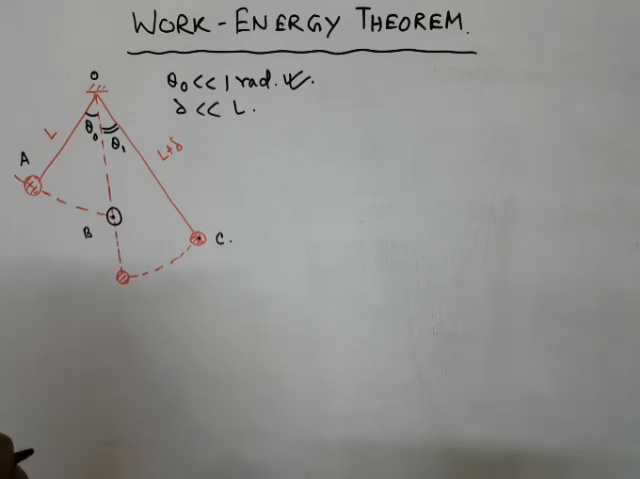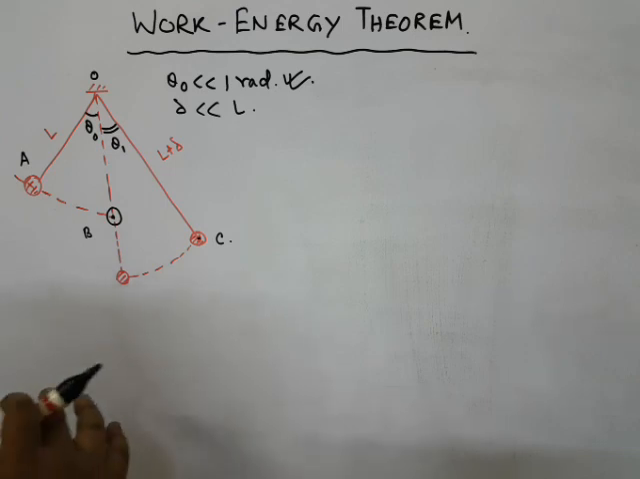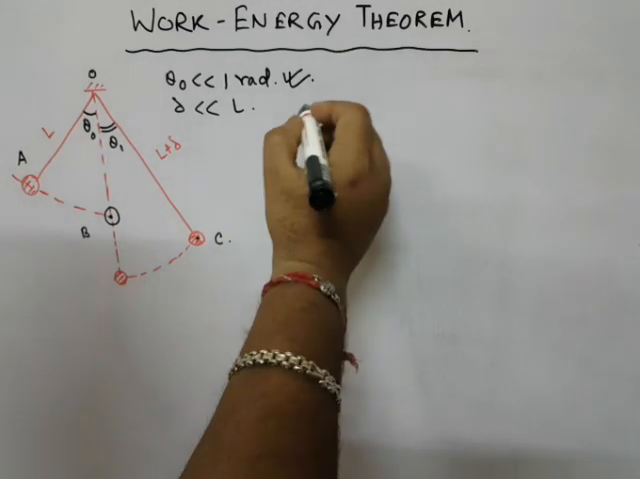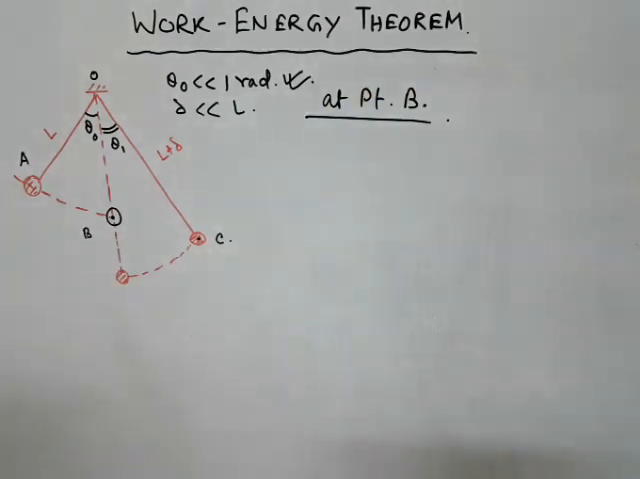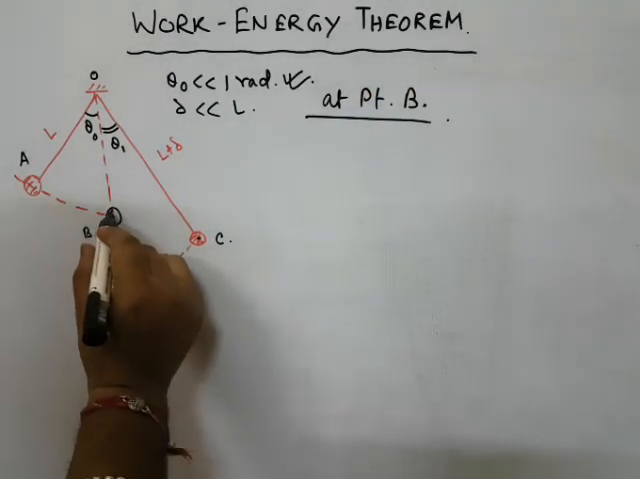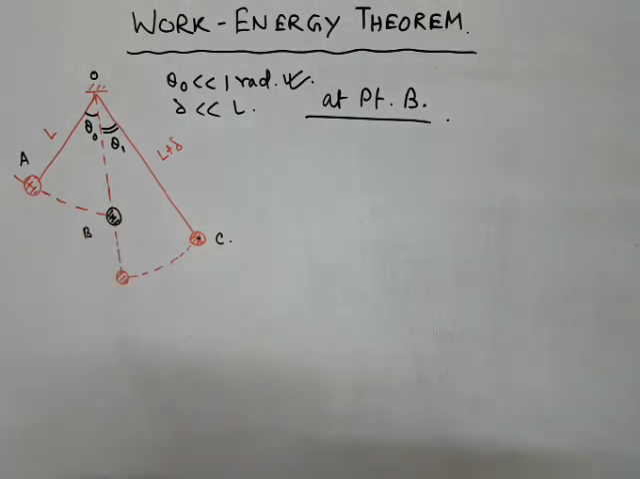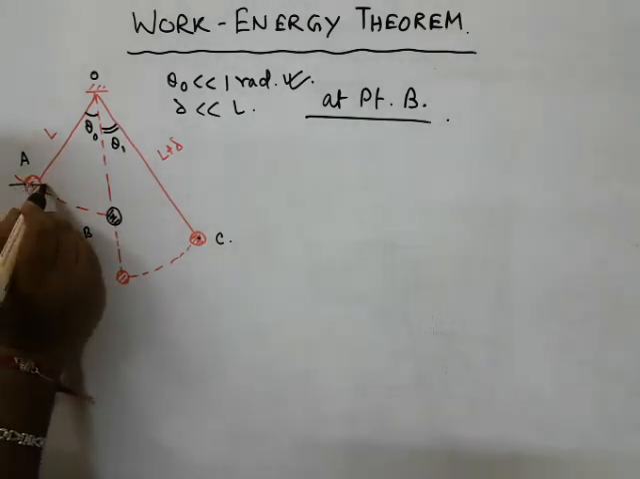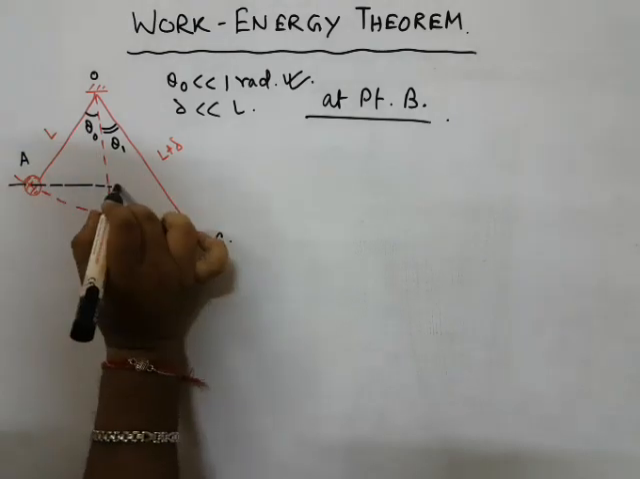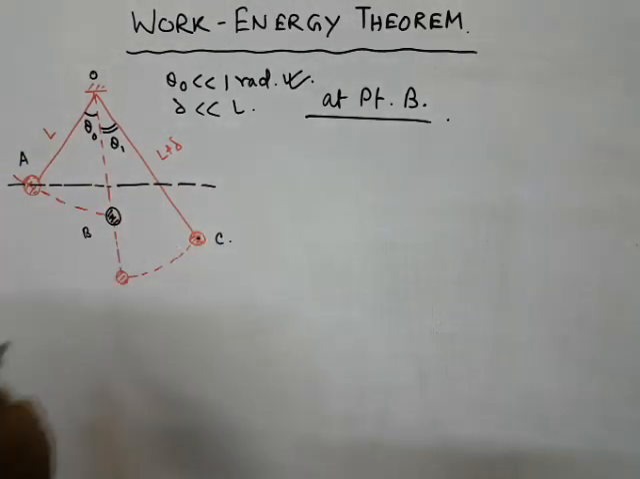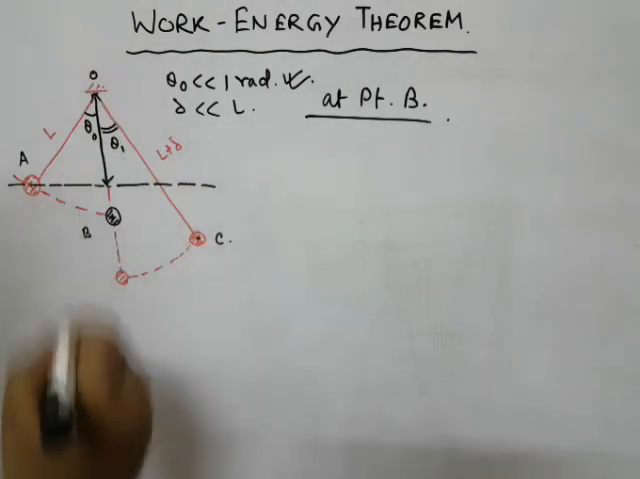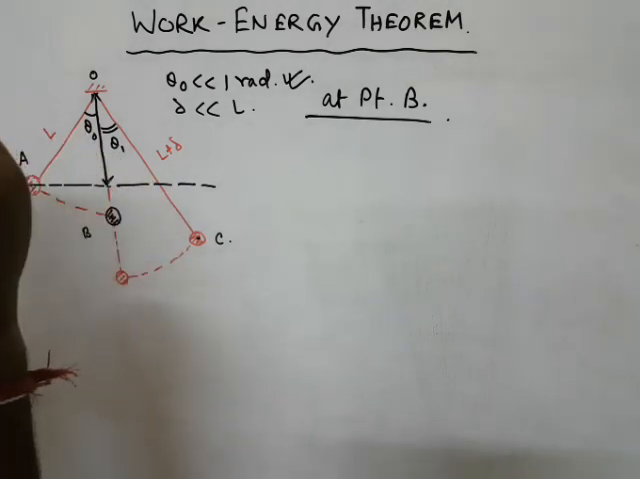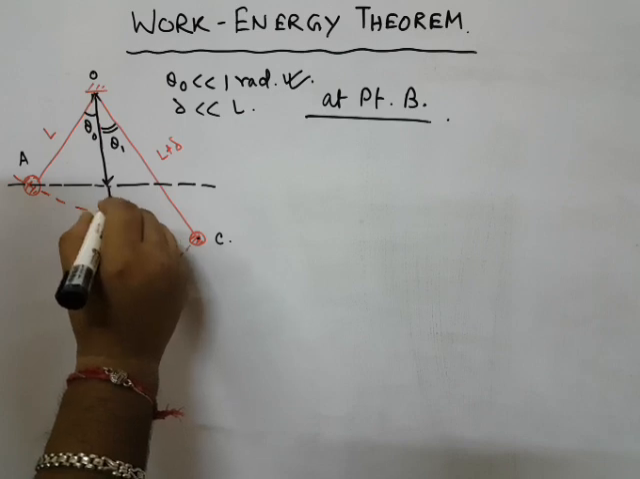So how to start? First, forget the length increase part. If you can see, at point B, this is the lowermost point. If we consider this portion, what will be this length? This to this will be L cos theta.